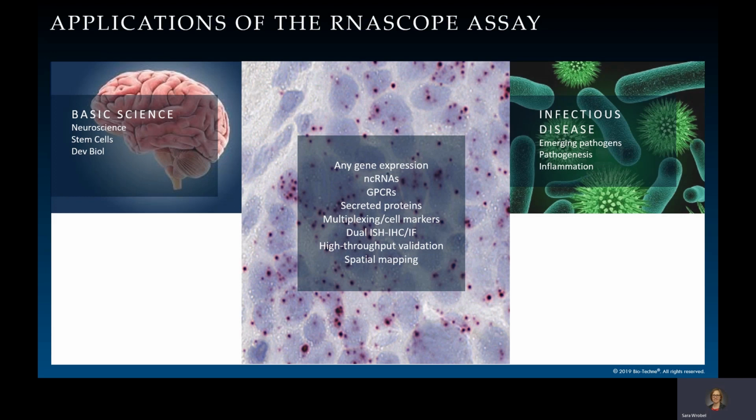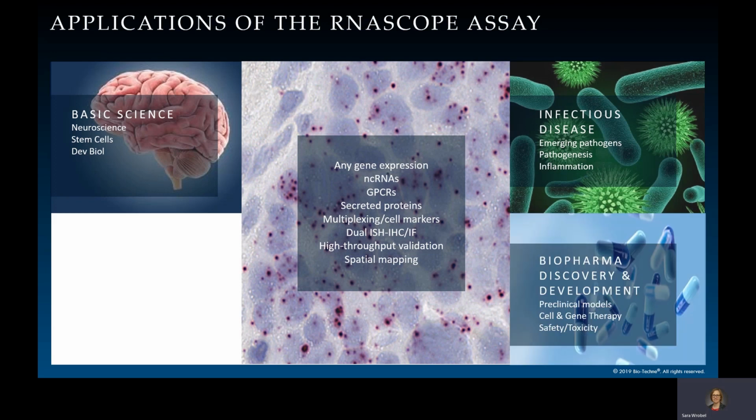Within infectious diseases, our ability to generate a probe based on a gene sequence allows us to be incredibly reactive, and this has been widely adopted by researchers within infectious disease. In particular, we're incredibly proud of our ability to support researchers worldwide who've been investigating the SARS-CoV-2 epidemic.